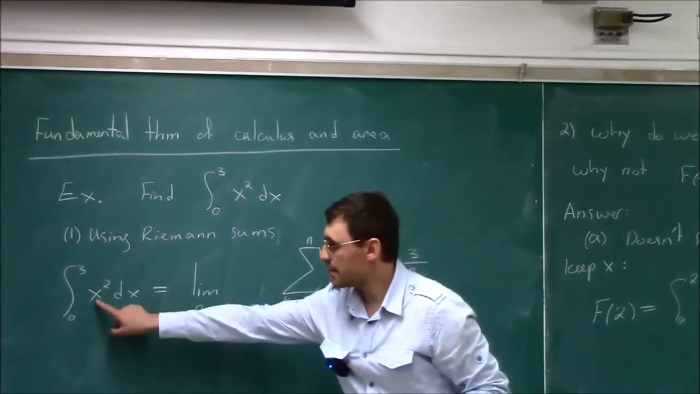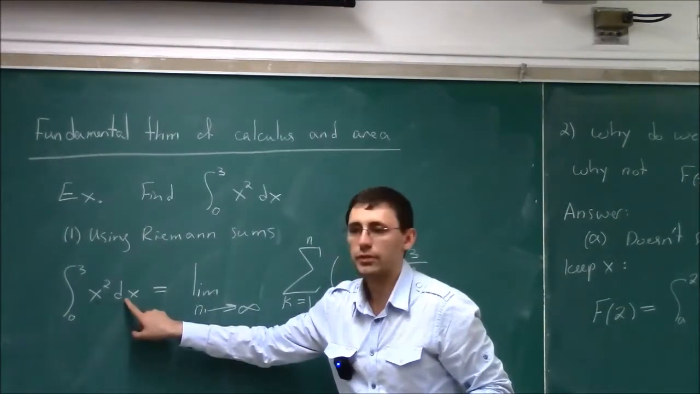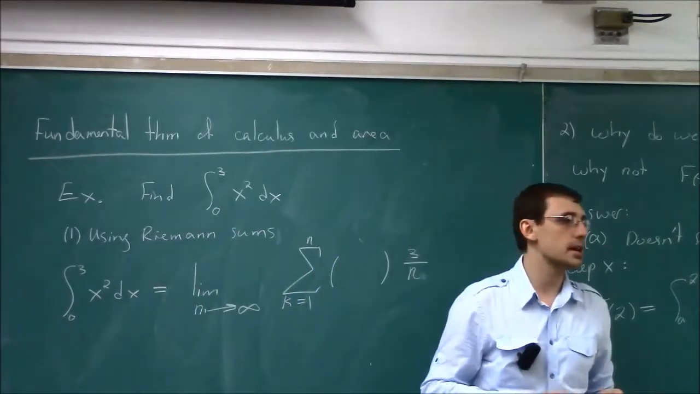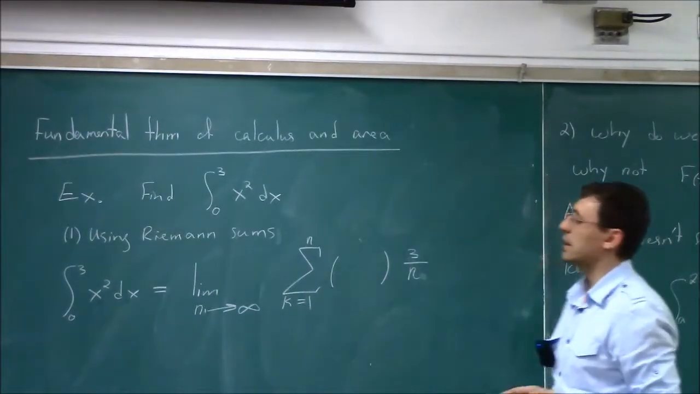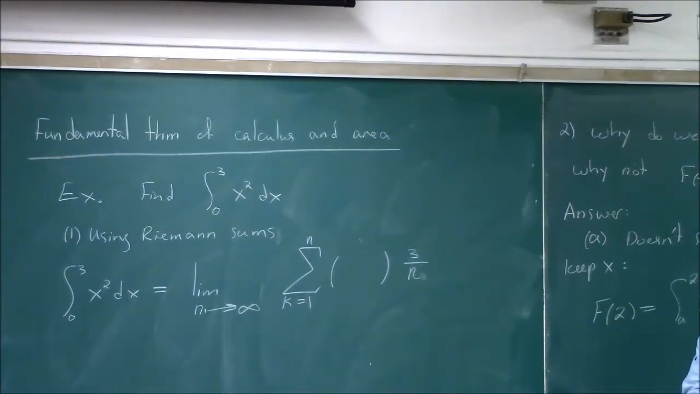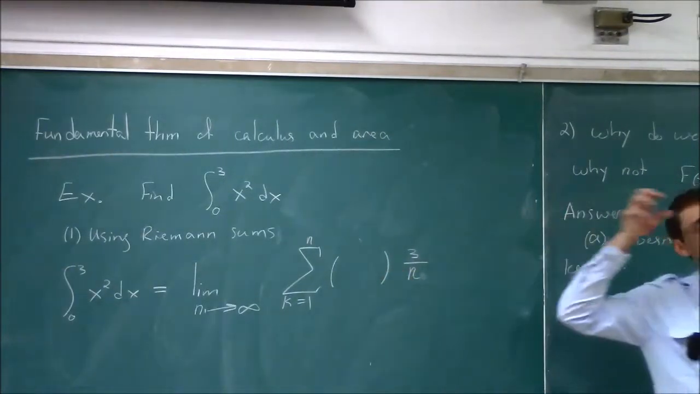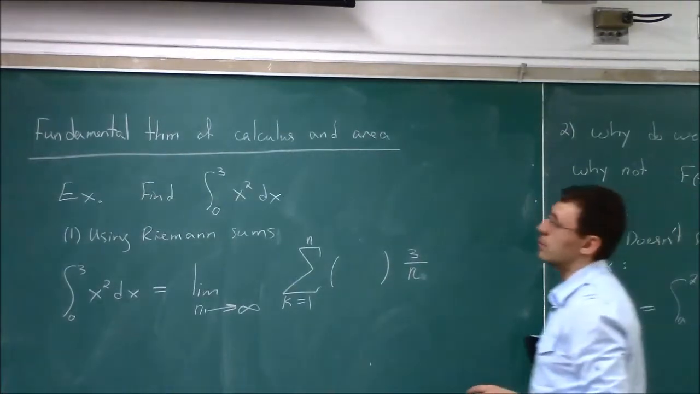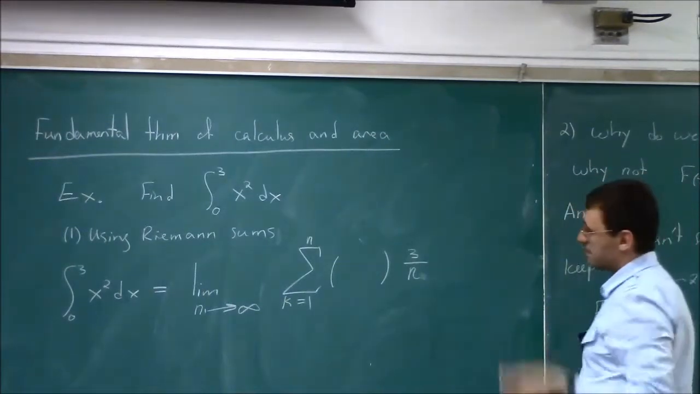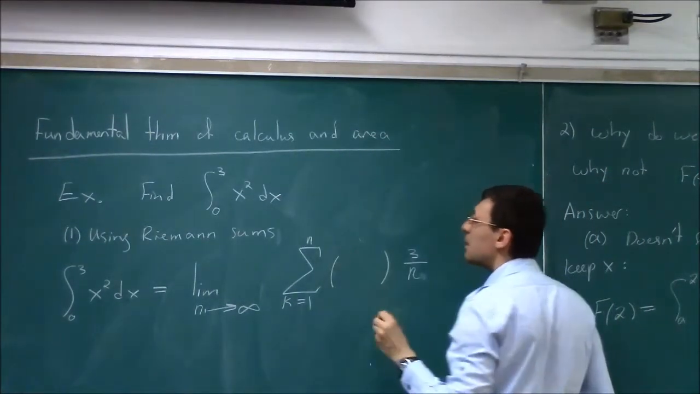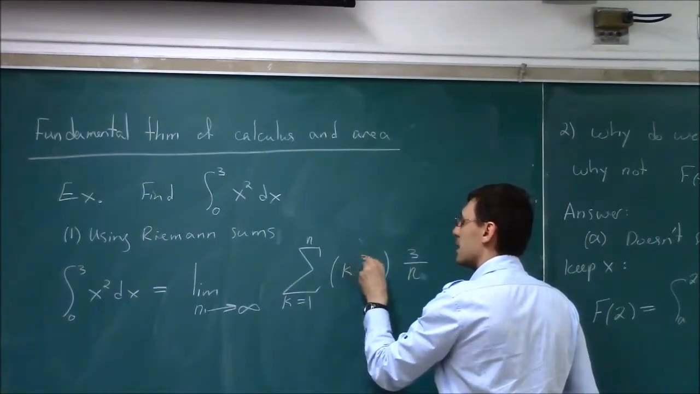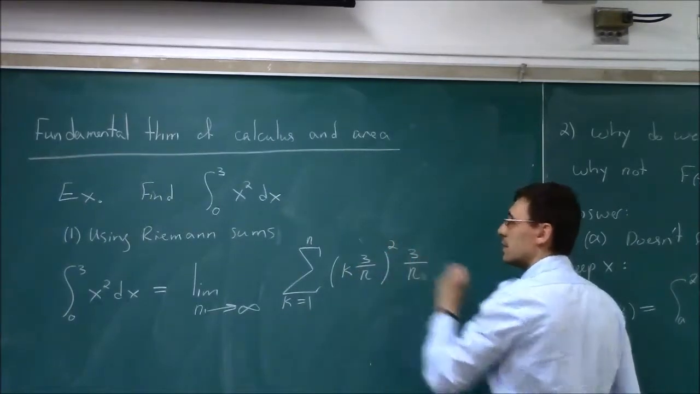Remember what this means. This means I construct rectangles. The width of the rectangle is dx, very small delta x. The height of the rectangle at x is x squared. So in particular, when n goes to infinity, I approximated the area by n rectangles. What's the height of the kth rectangle? 2x? No, it cannot be 2x. It has to be in terms of something squared. What do you do? Well, you take k times 3 over n, and you square it.